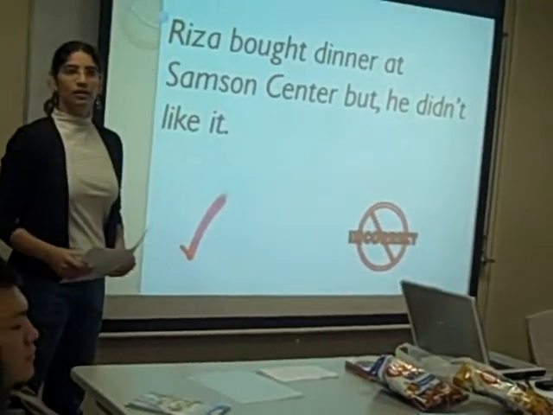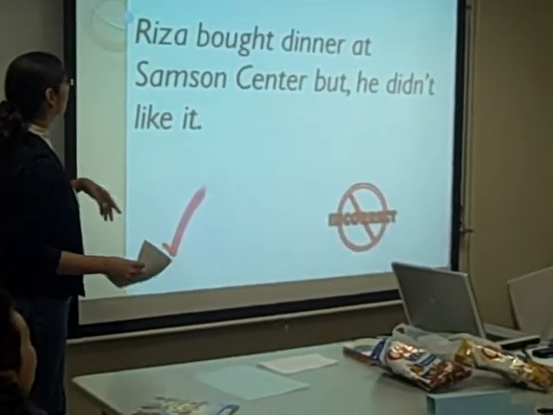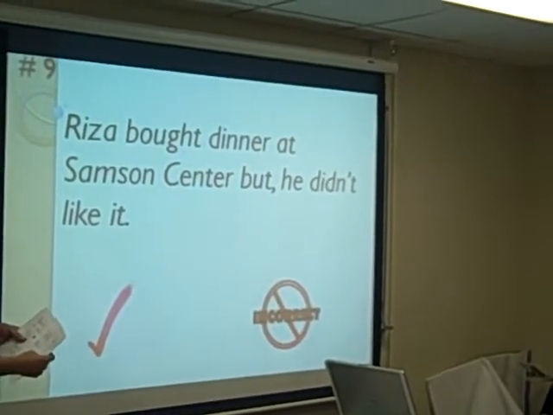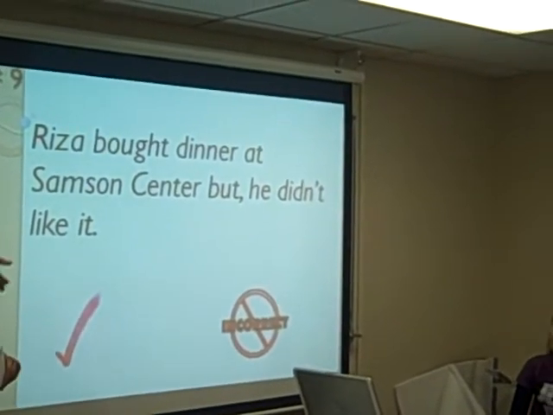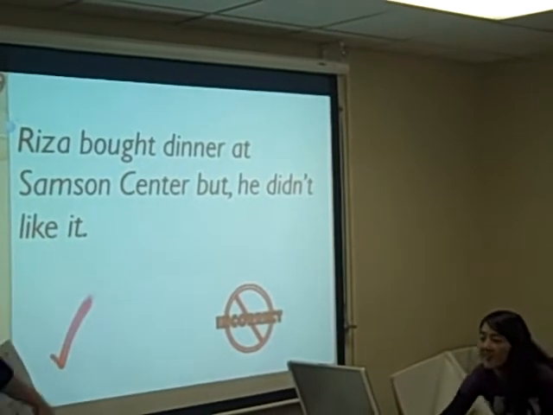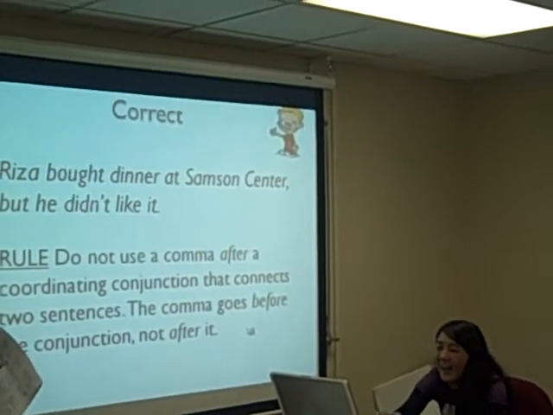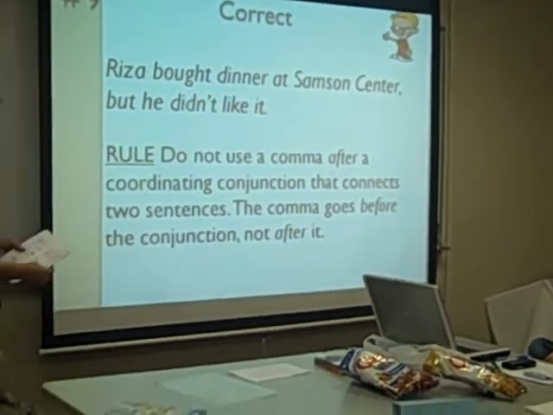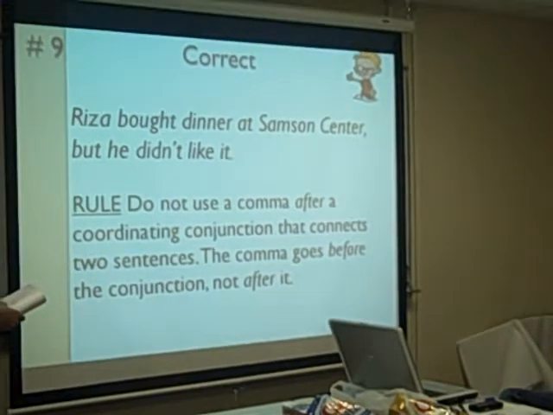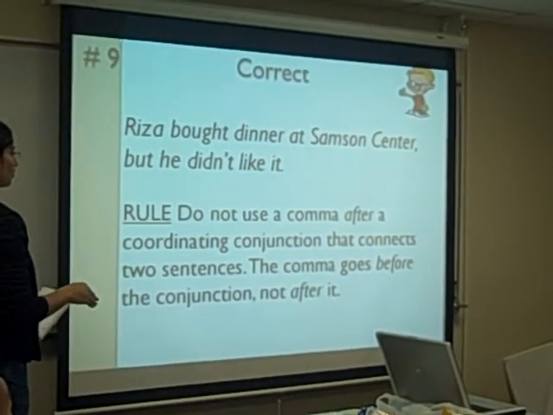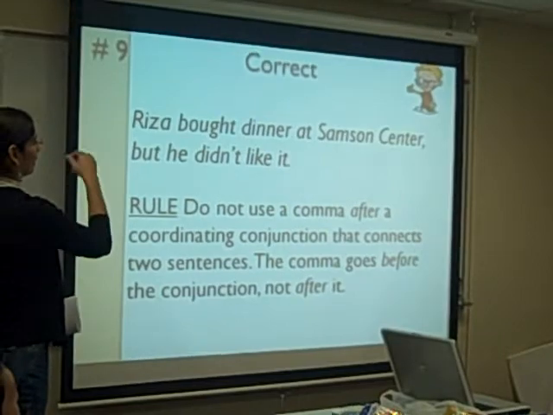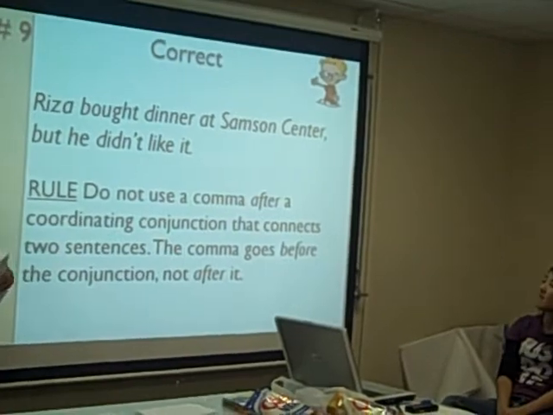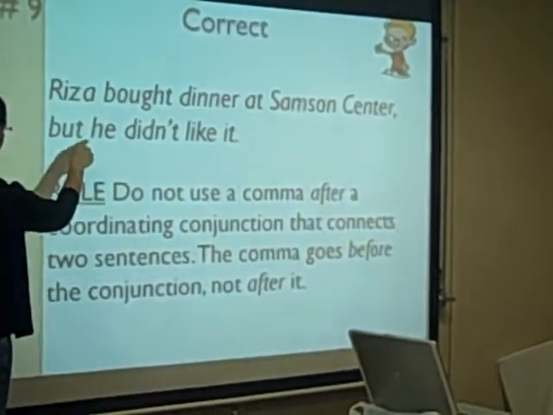Okay, I'll read it. It's about dinner at Samson Center, but he didn't like it. Correct or incorrect? It is correct. You don't have to use a comma after a coordinating conjunction that connects two sentences. The comma goes before the conjunction, not after. It would be incorrect if you wrote "but, comma, he didn't like it." You have to use it before the conjunction, "but."